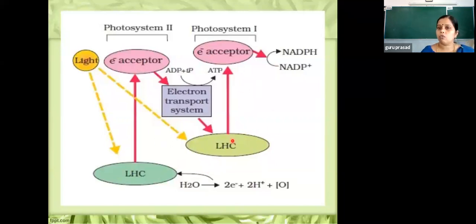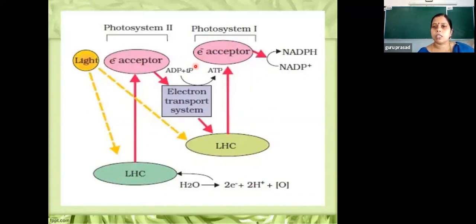Whereas in cyclic photophosphorylation, only photosystem 1 will be functional. First, the light having the 700 capacity falls on this LHC and it becomes excited, transferring the electrons to the primary electron acceptor.